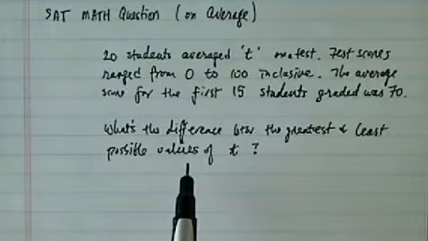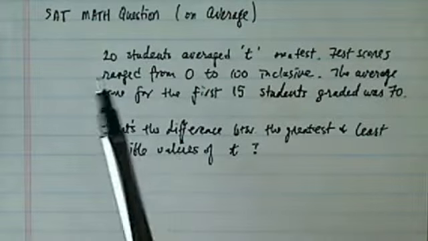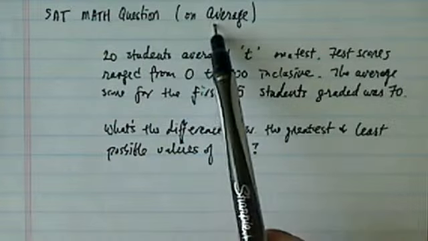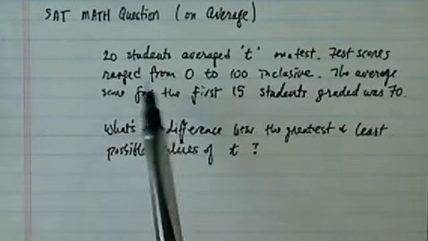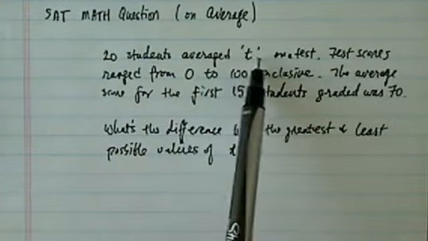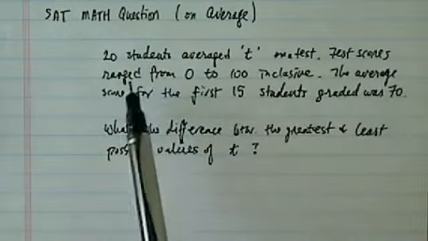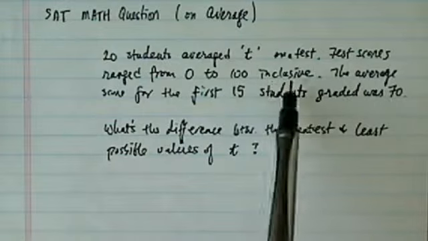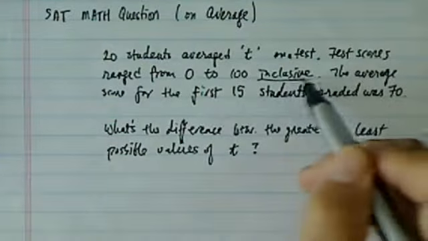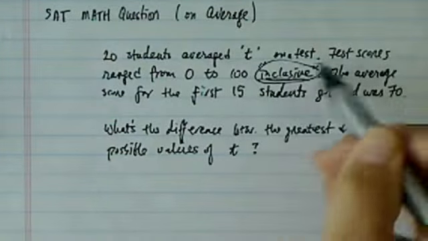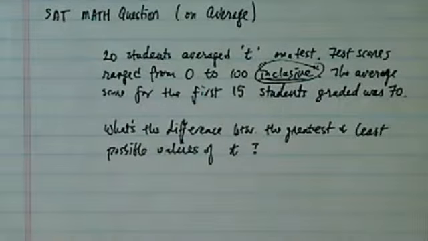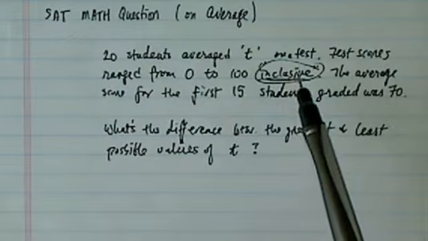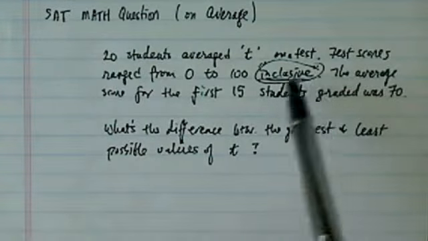Thank you for watching this clip on a tricky SAT math question. It deals particularly with averages. We're reading: 20 students averaged T on a test, and test scores ranged from 0, hope that's not your score, to 100 inclusively. Now this word "inclusively" is pretty important because on the SAT they always trick you among those small little words. So pay attention to those words you don't normally see on your test.